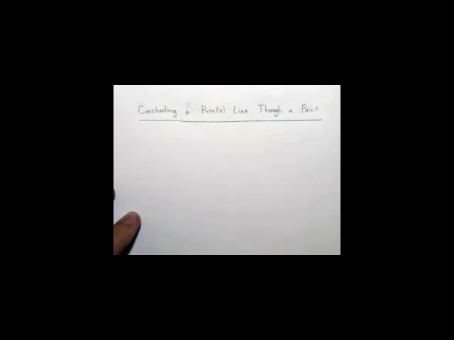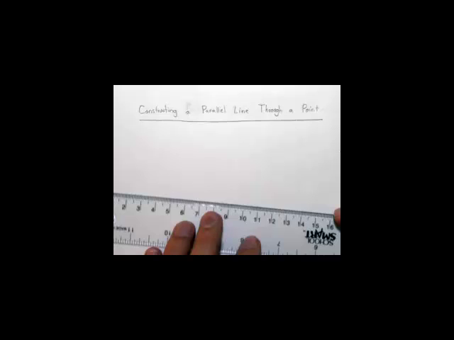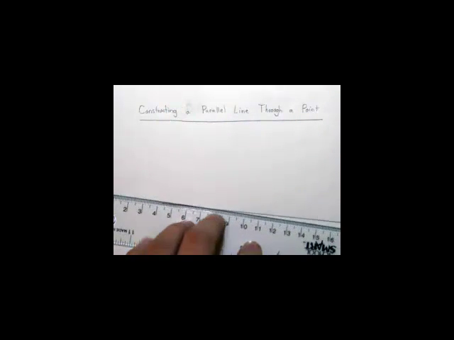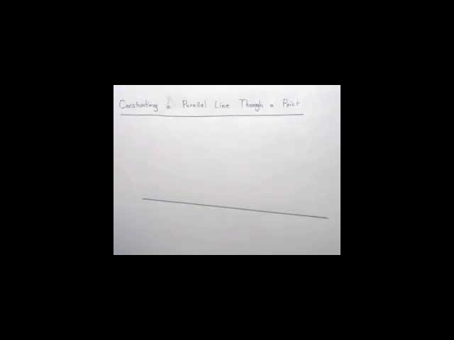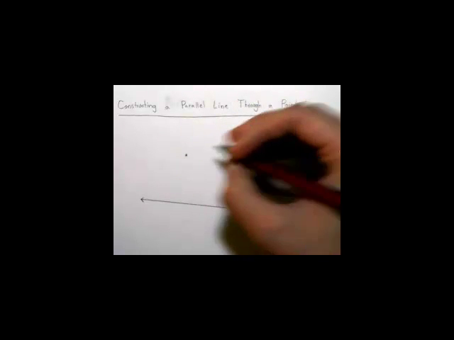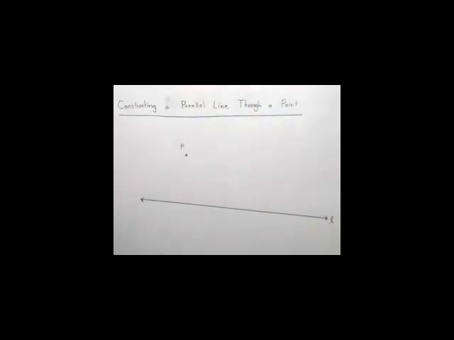Alright, so this video is going to help you in constructing a parallel line through a point. So we're going to start with a given line. Alright, and then we're going to make a point as well. So we'll call this line L, and then we'll have a point P up here.